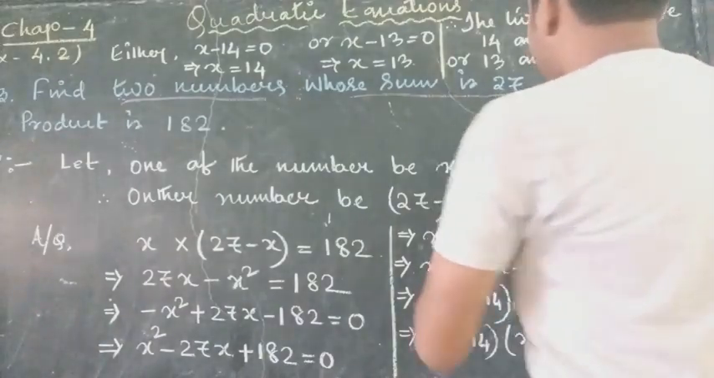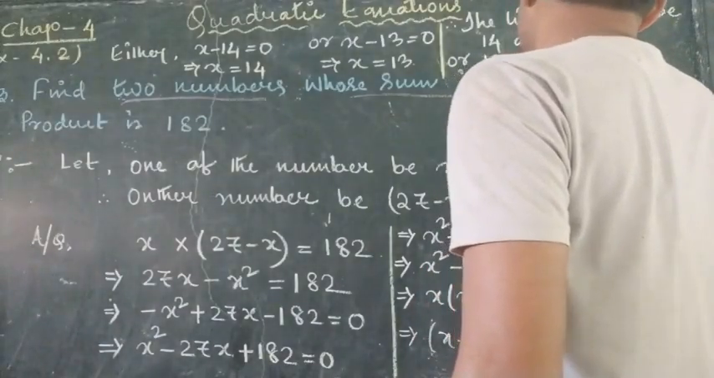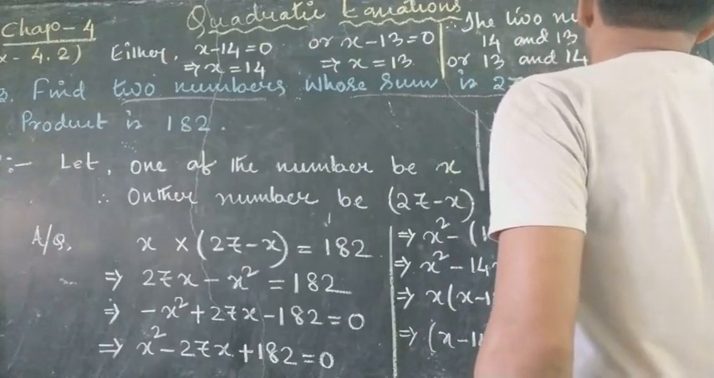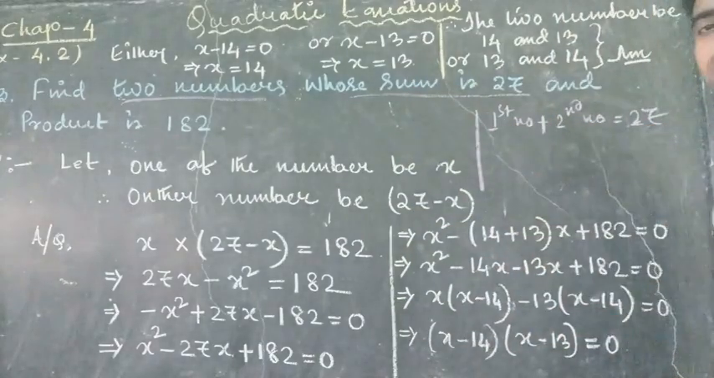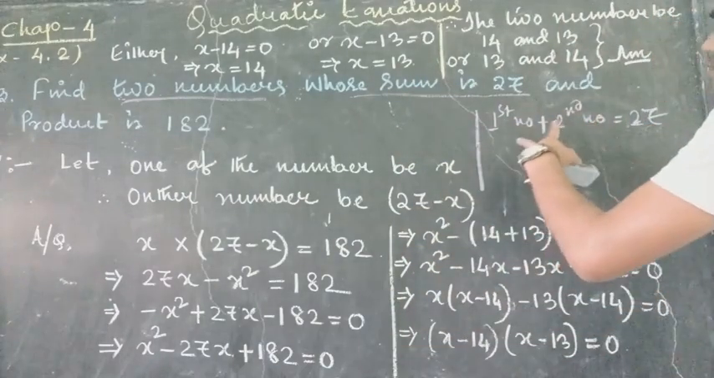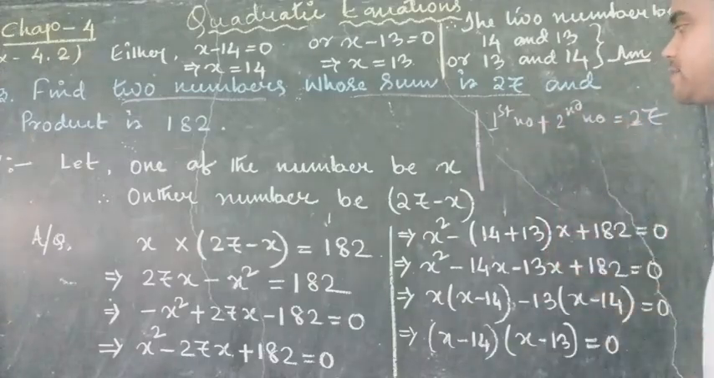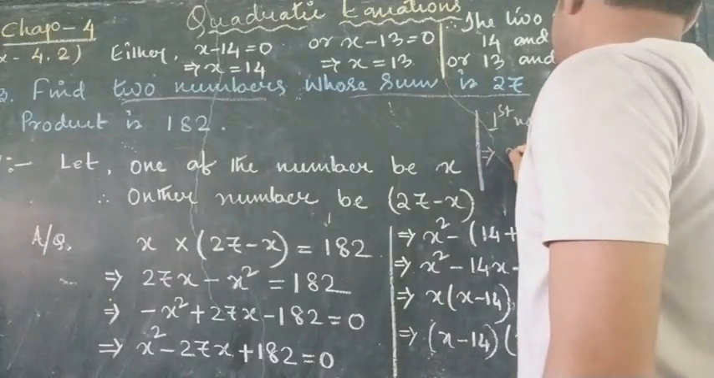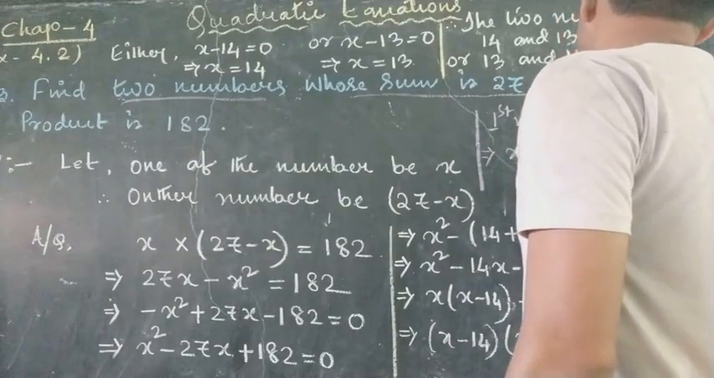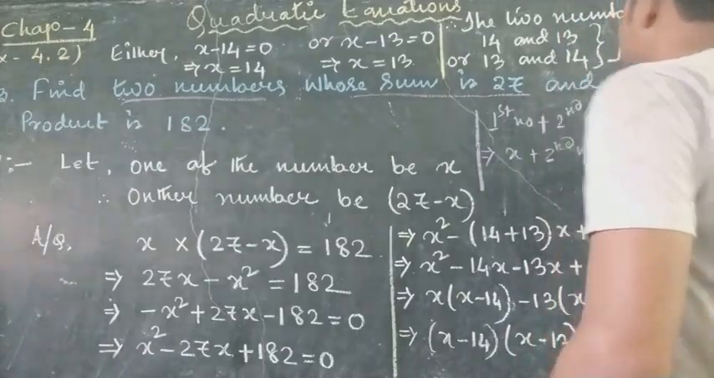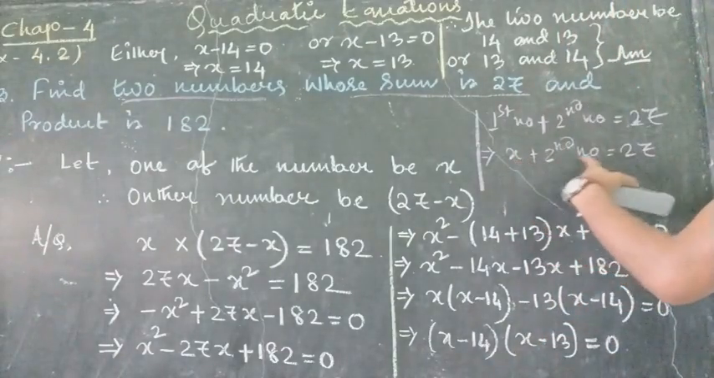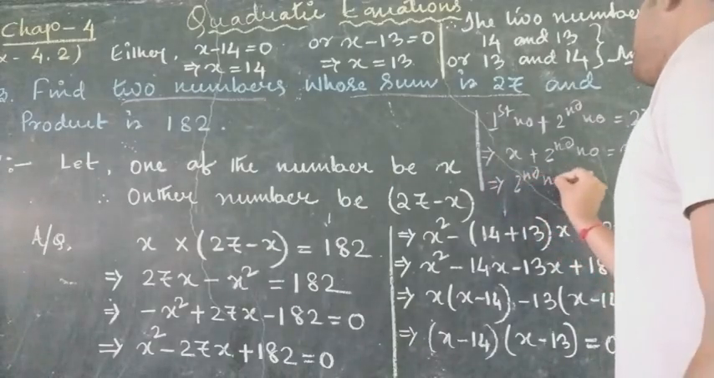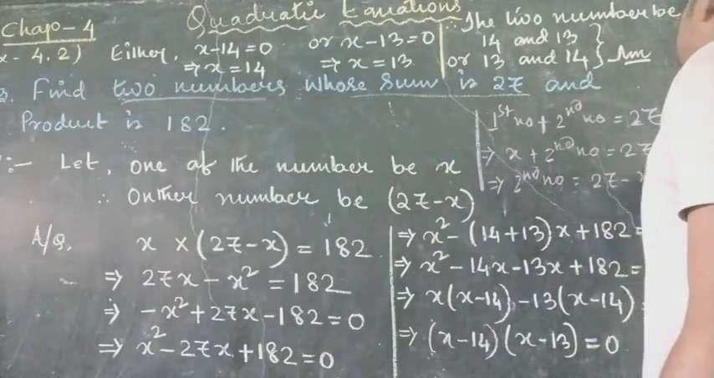Again I will explain. You can see, suppose this is the first number plus the second number equal to 27. As per the question, when we add these two numbers, we get 27. If you take the first number as x, then what is the second number? The first number x plus the second number equals 27, so ultimately the second number is 27 minus x.